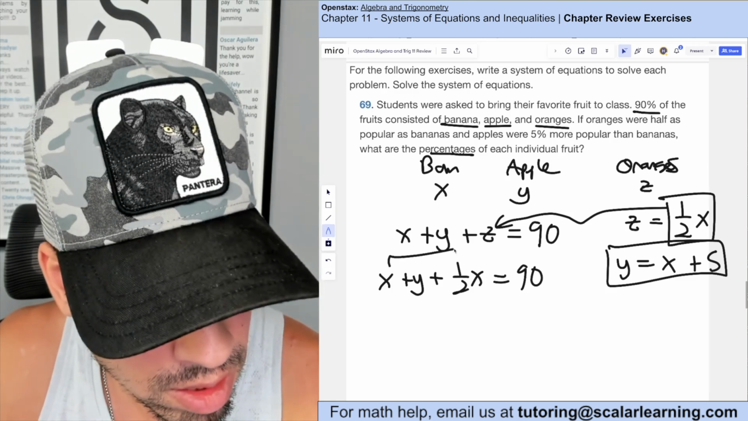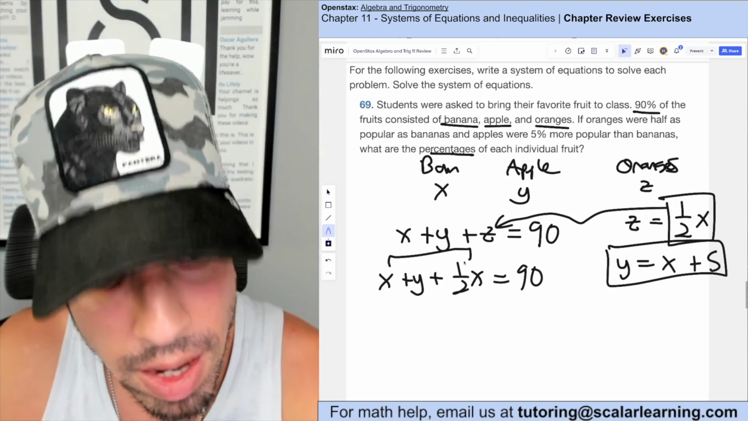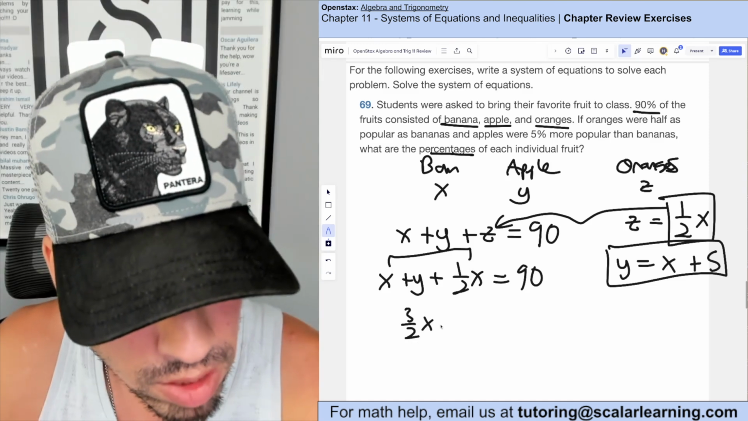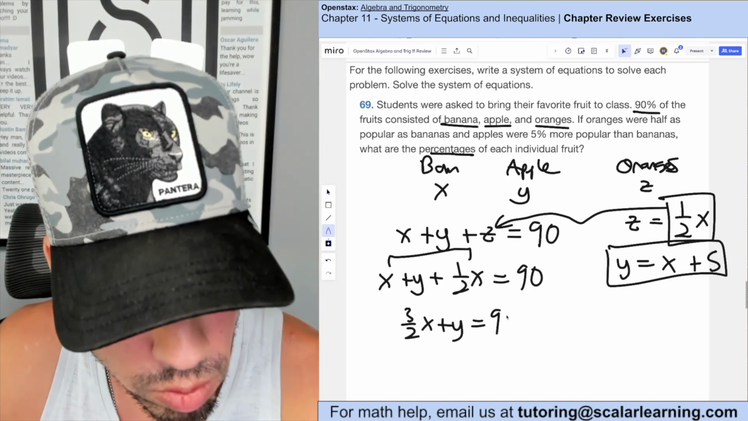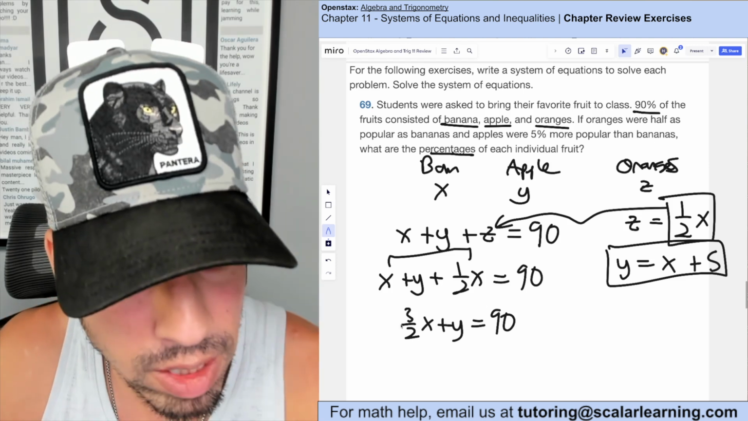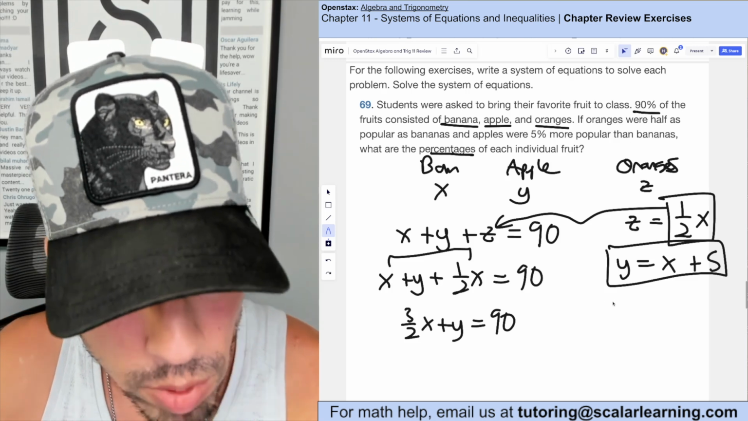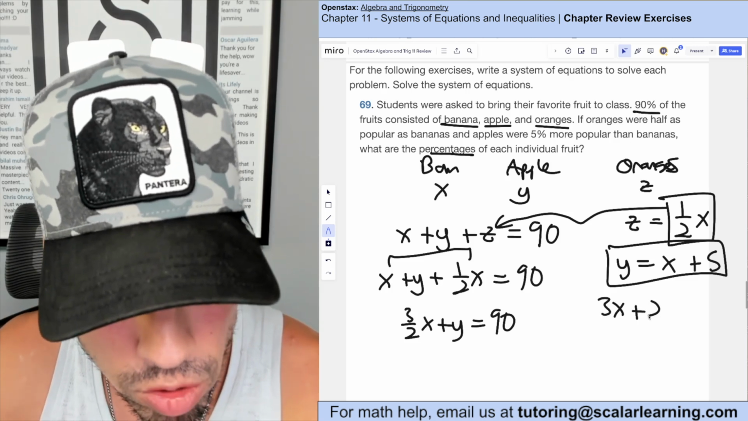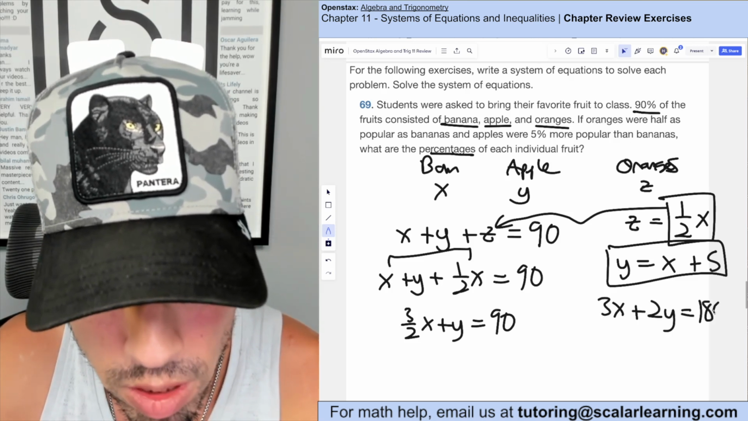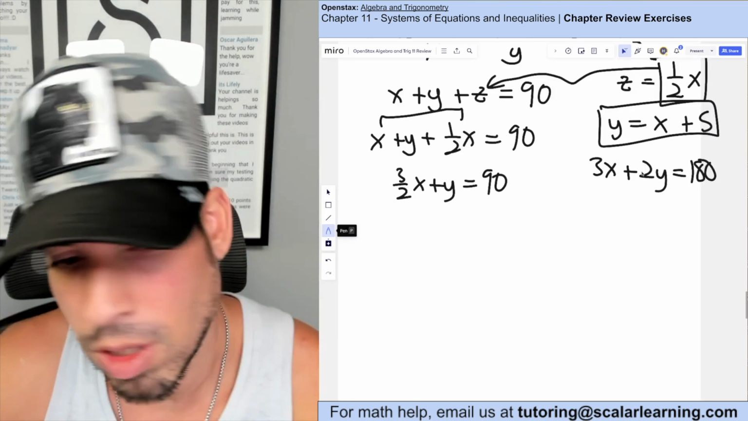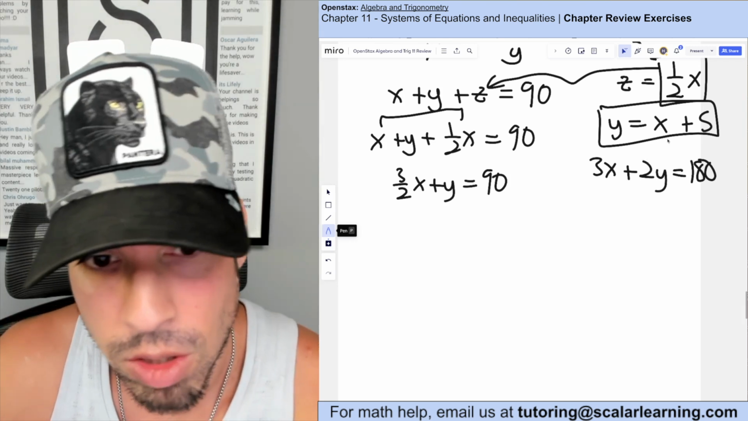And then these guys can combine to 1.5x. And here, I'll write that out as 3/2 x plus y equals 90. If I just want to get rid of that fraction, to make everything a little easier, I'm going to multiply everything by 2. We get 3x plus 2y equals 180. Now to solve this system, I can use elimination, aka addition, or substitution. I'm going to use elimination.